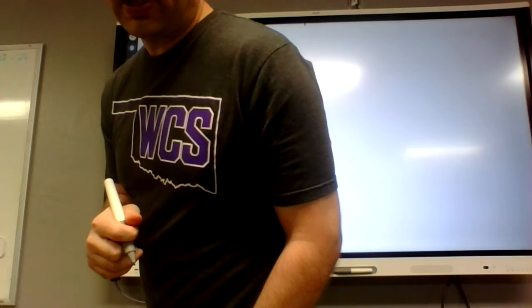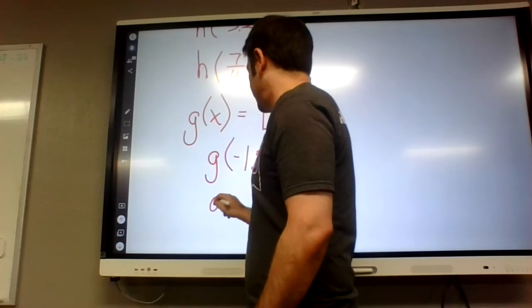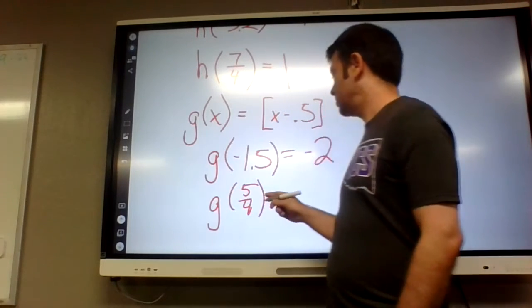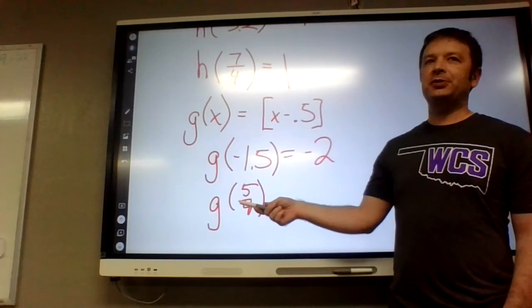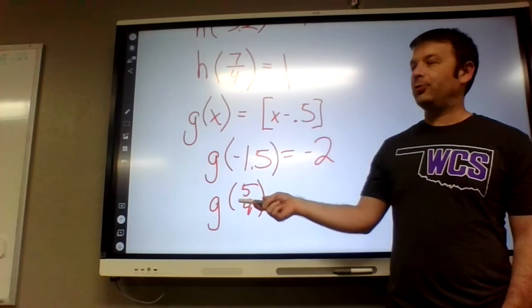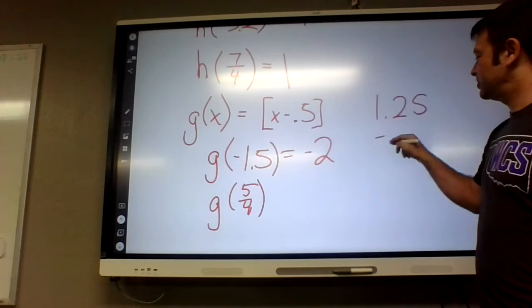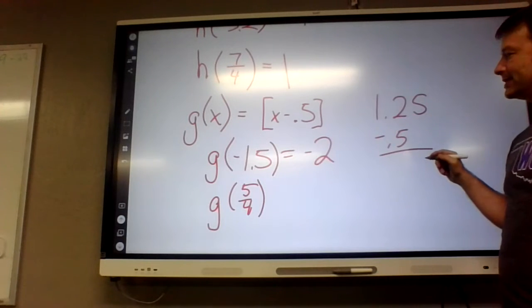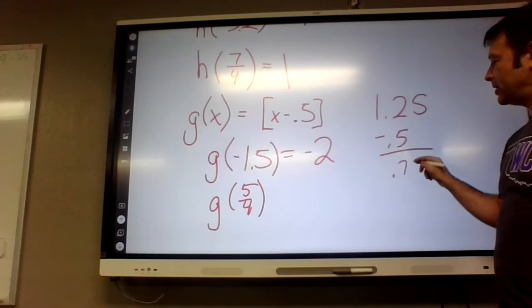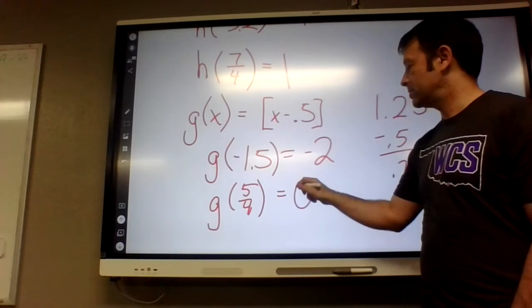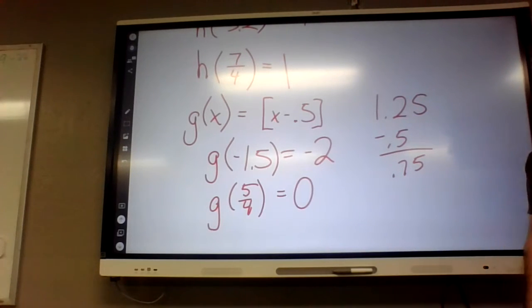Okay, and then the next one is 5/4 minus 0.5. Okay, 5/4 is like 1 1/4, right? 1.25. So what's 1.25 minus 50 cents? 0.75. Okay, and if I round that down, 0. To the next lowest integer, 0. We did it.